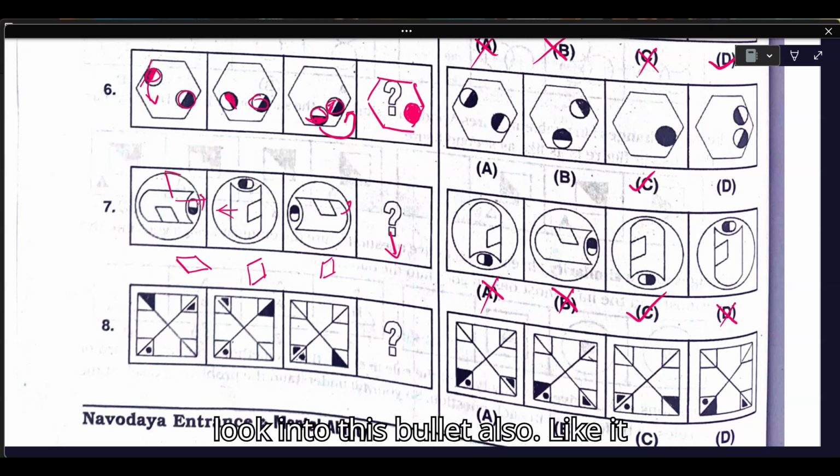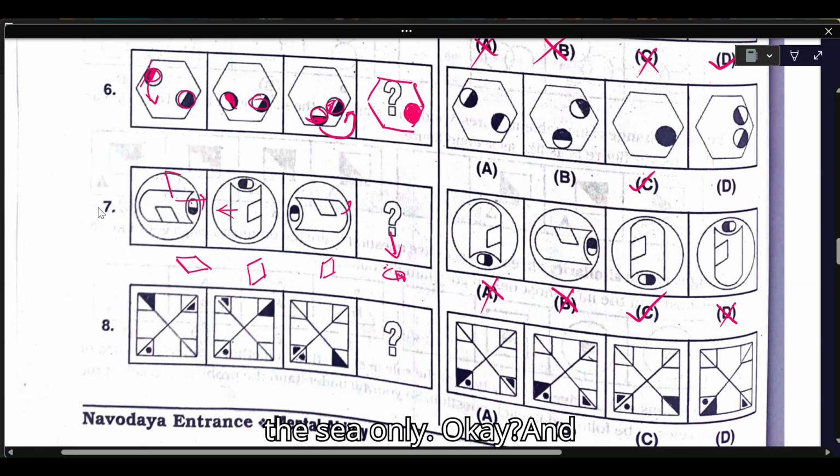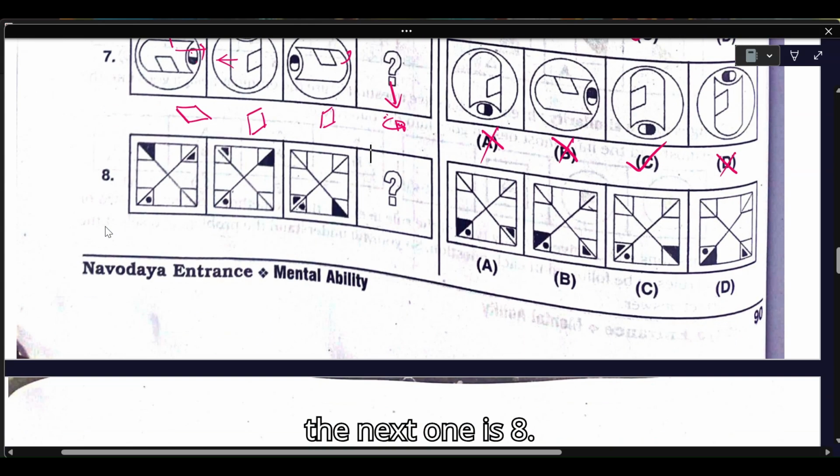And let's look into this bullet also, like it changed the direction, it was in right and became left. Okay, and then it changed the direction, and next one also it will be changing, like the black side will be in the right place and it is there in C only. Okay, and the next one is 8.